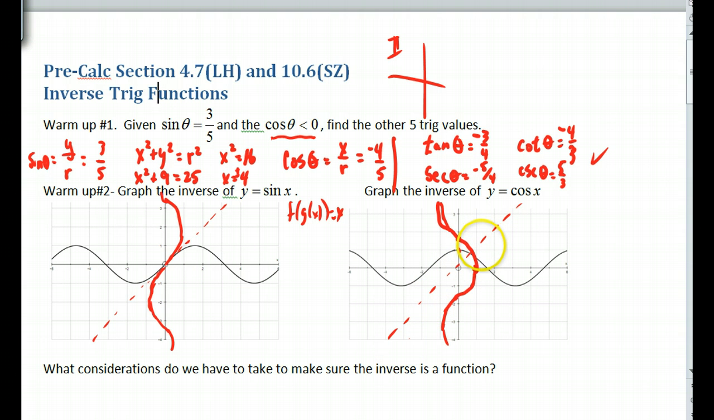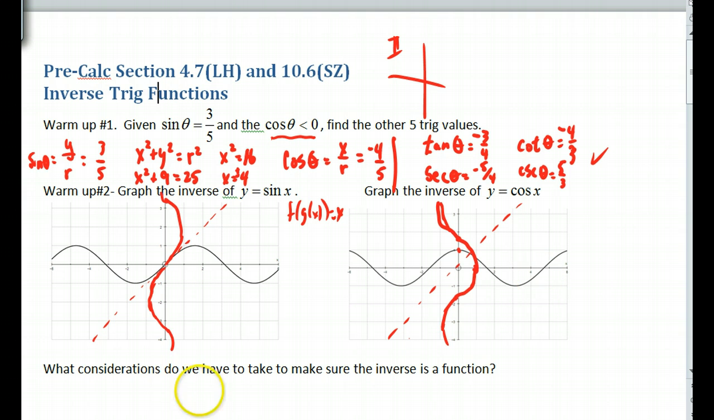So these are inverse functions. Oh, wait a second. Function. What's a function? For every x, there's one y. Well, if you look at this, for any x, here I have 2 y's. In fact, I have an infinite number of y's if I continued this out. So if I just take the inverse of the sine curve as I see it, I will not get a function.